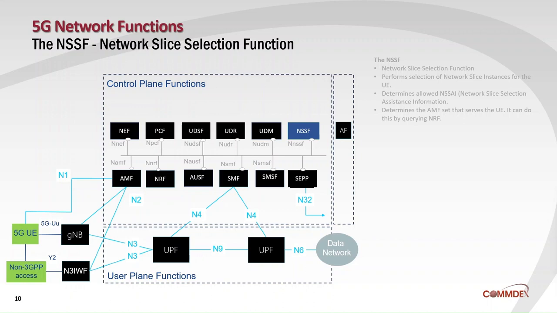The network slice selection function is used to assign network slice instances to the UEs. It is basically outsourcing some policy decisions from the AMF and also allows centralizing some decisions that would otherwise be distributed. It determines the allowed slices a UE can use. It determines the AMF to be used to serve the UE, and it selects the set of network slice instances that will be serving the UE.